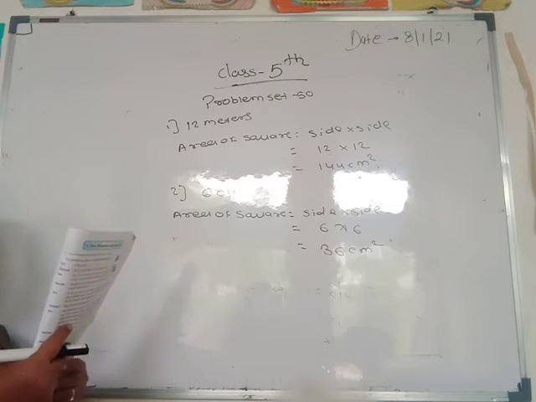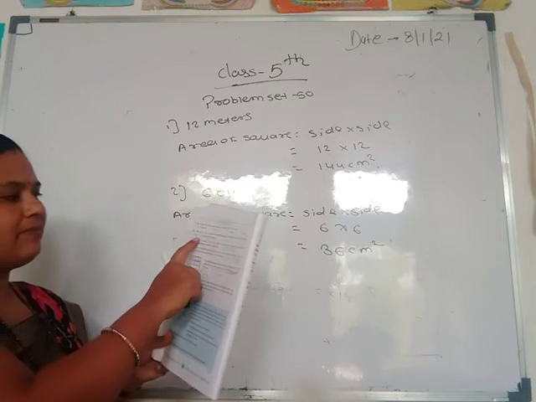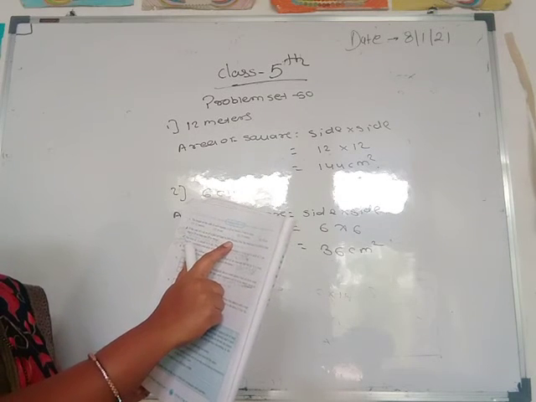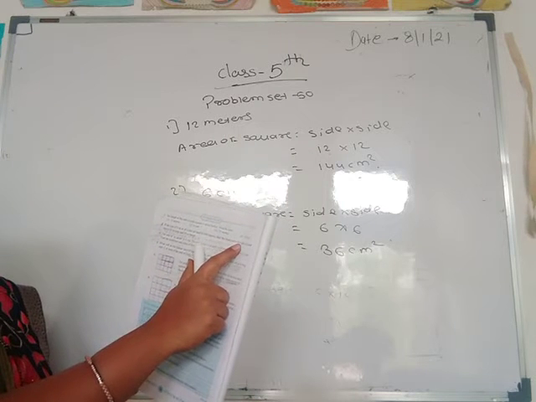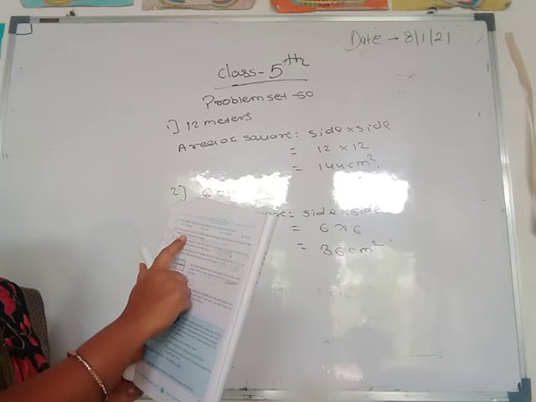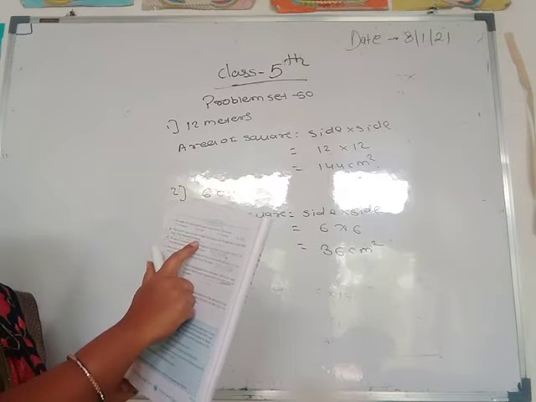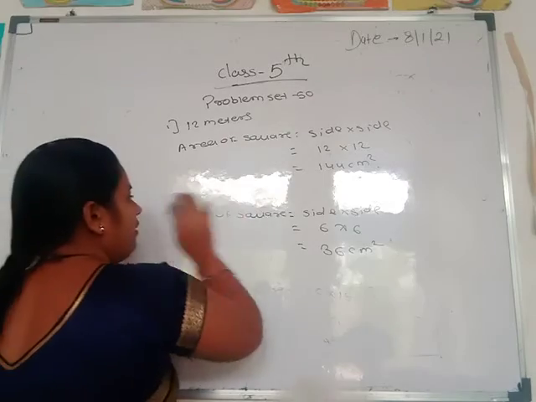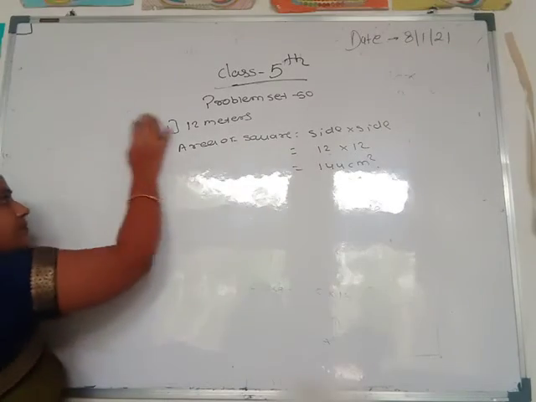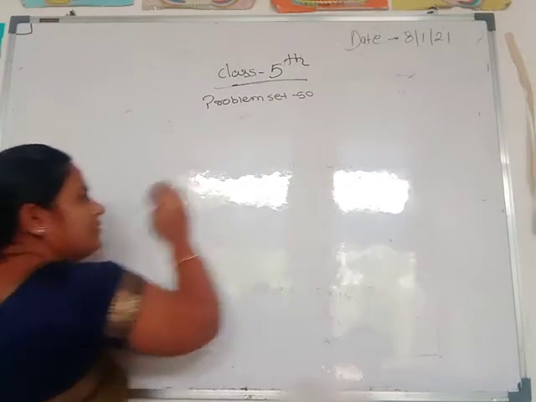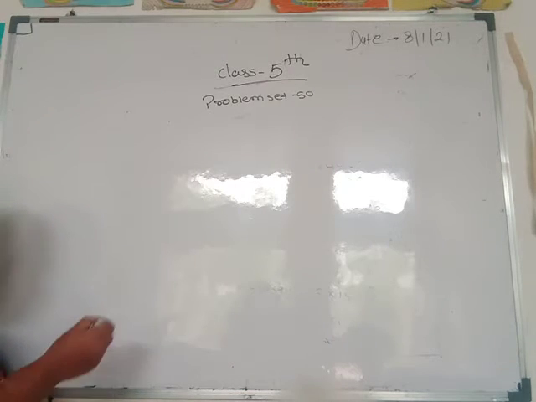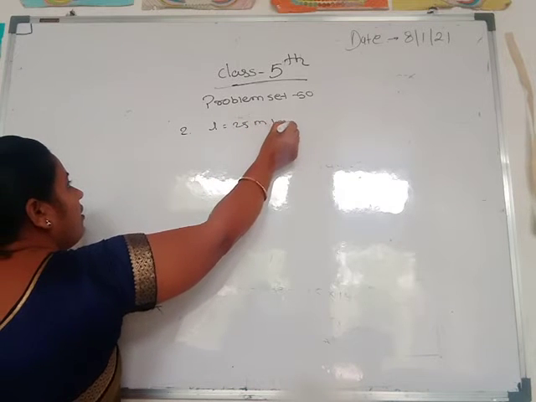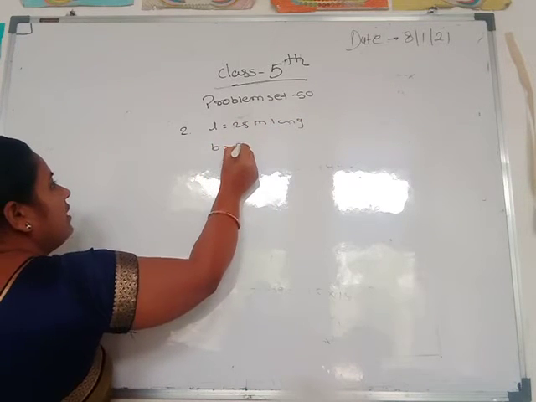Then see the second question in this problem set 50. If the cost of 1 square meter of a plot of land is 900 rupees, find the total cost of a plot of land that is 25 meter long and 20 meter broad. Here length and breadth are given. Then what is the area of this rectangle? Here length is given 25 meter, breadth is given 20 meter.